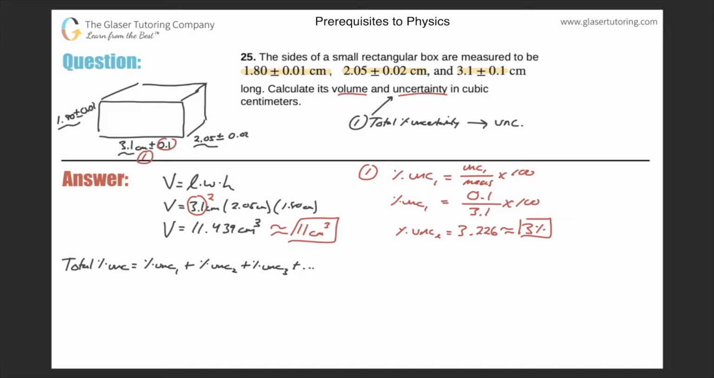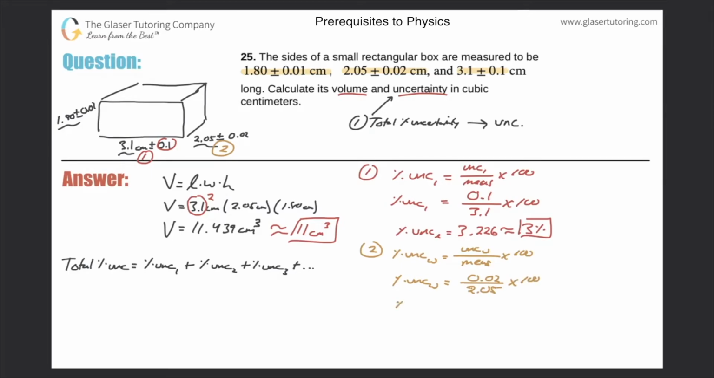Let's now take a look at the width. Here's the width now, the 2.05. So let's calculate the percent uncertainty associated with that. The percent uncertainty of the width is equal to the uncertainty of the width measurement divided by the measurement itself, multiplied by 100. So it will be equal to 0.02, because that's the uncertainty of the width, divided by the actual measurement, which was 2.05, and that whole thing multiplied by 100.